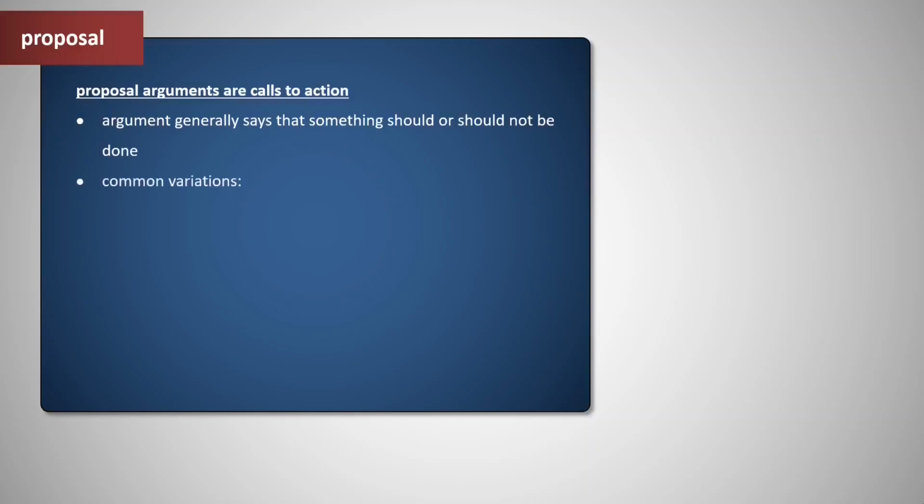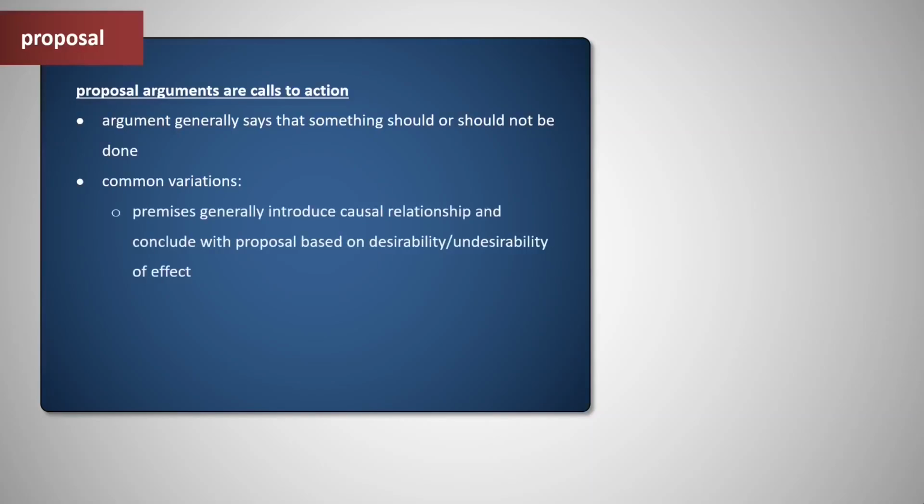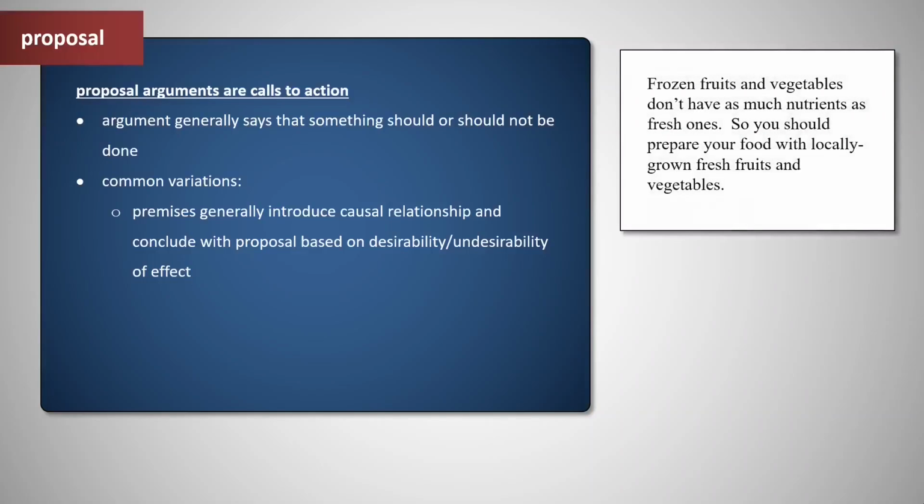Now, common variations include situations where the premises generally introduce a causal relationship, and then they'll conclude with a proposal based on the desirability or the undesirability of the particular effect. So, for example, we here have on the upper right that frozen fruits and vegetables don't have as much nutrients as fresh ones. So you should prepare your food with locally grown fresh fruits and vegetables. So what's going on here is that the fact that these fruits and vegetables are frozen, the effect of that is that you are lacking in nutrients. So that's the causal relationship there.